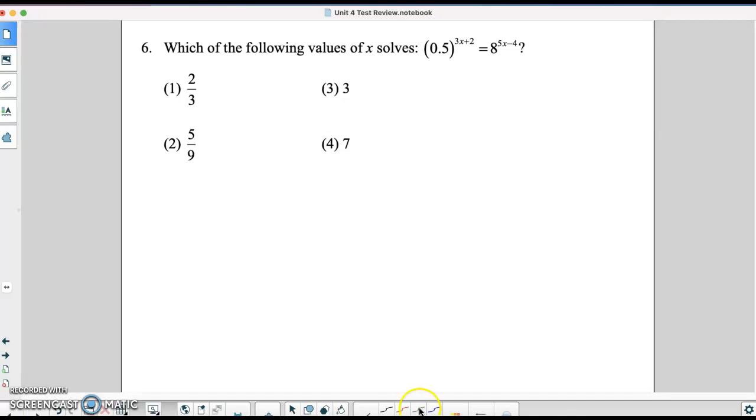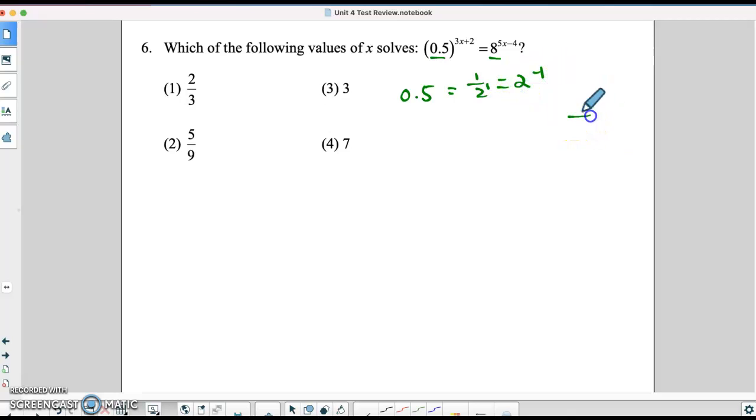Okay. Question 6. You have a different format of number as a base. So here's what you need to do. You are going to change 0.5 into a fraction, which is a half. Okay, why? Because it will be easier if you have a half, you can rewrite it as a negative exponent. So half, remember there's an invisible 1 here, you can write it as 2 to the negative 1.